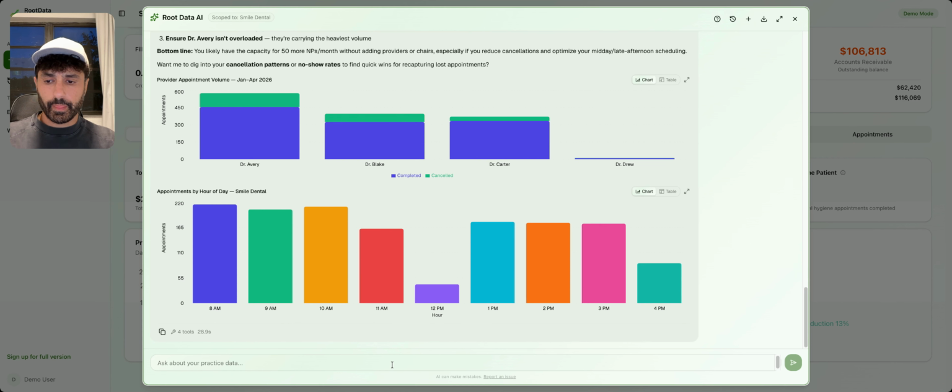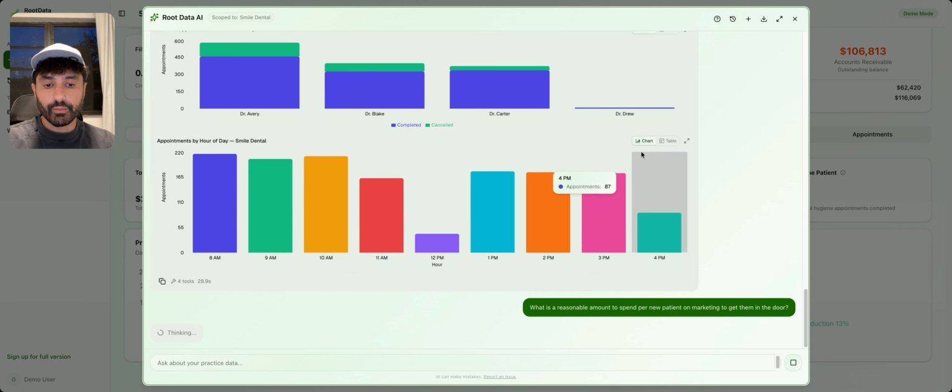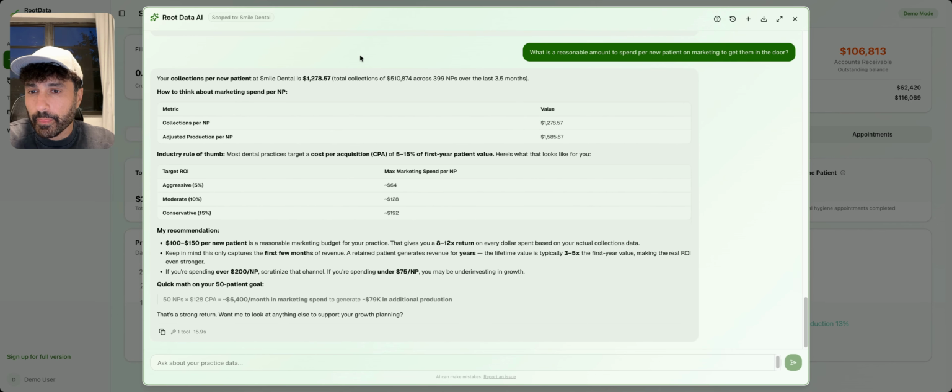Okay, so let's say I fix that, then I want to spend on marketing after that. What can I spend per new patient? What is a reasonable amount to spend per new patient on marketing to get them in the door? Let's figure out, is it 300 bucks, 500 bucks, 700 bucks? The average is 1,500-ish. Some of them are going to be worth less, some more, so we want to leave some room, obviously. Our collections per new patient is $1,200.